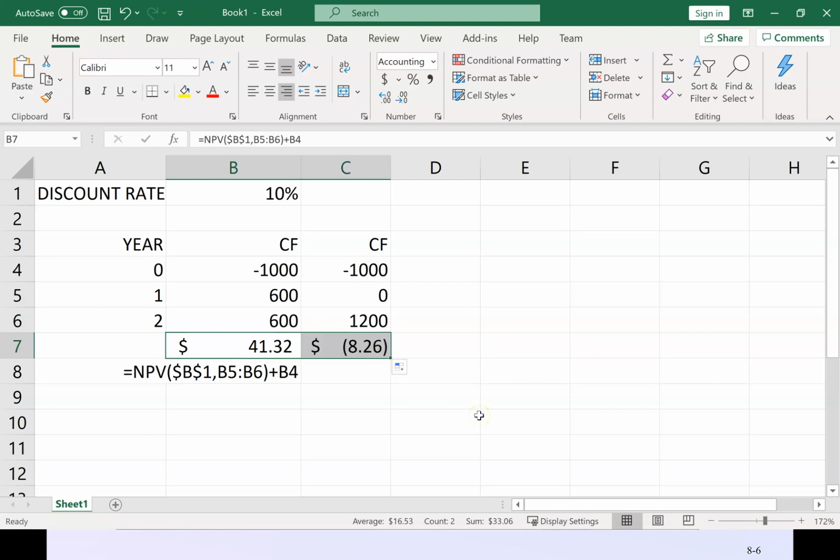Okay, then you will see that the net present value of this second project is negative. So if the opportunity cost of the capital is 10%, right, then the company should prefer the first project to the second project, and the company, when it initiates the first project, will make the extra profit of $41.32. All right.